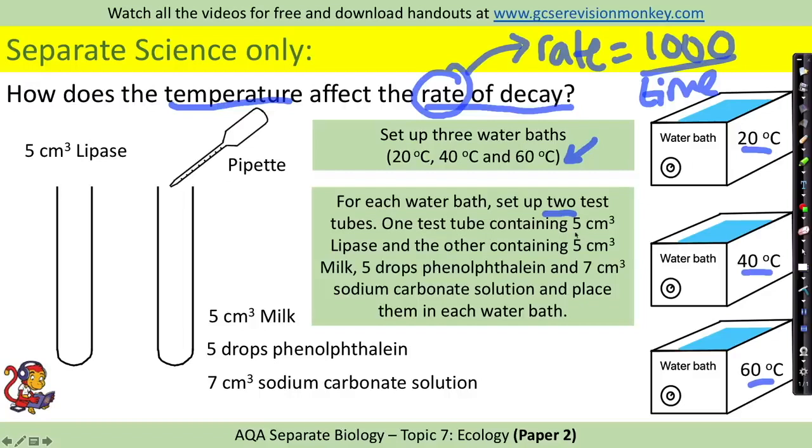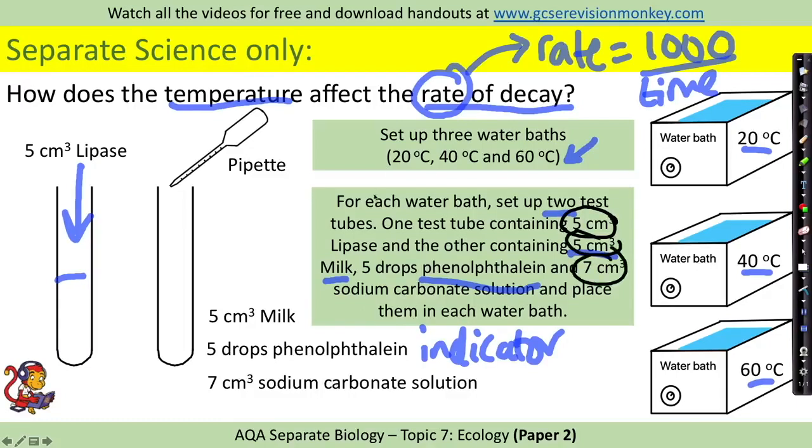One test tube containing 5 centimetres cubed of lipase, okay, so that will go in here. And the other test tube we're going to put in 5 centimetres cubed of milk, 5 drops of phenolphthalein, which is our indicator, and 7 centimetres cubed of sodium carbonate solution. All of these measurements here we are going to measure out using a pipette, okay, because that can draw up a fixed volume and place it in our tubes for us. Now we're going to then place these into the different water baths.